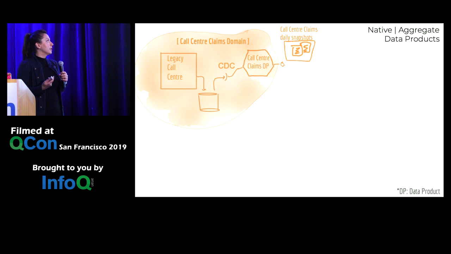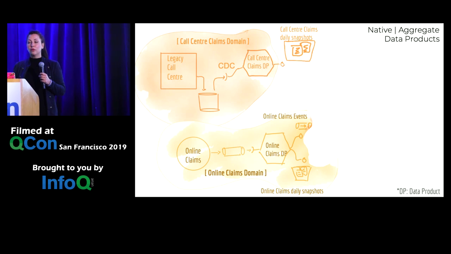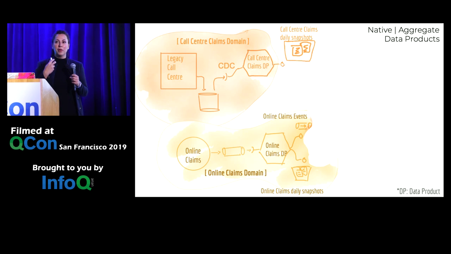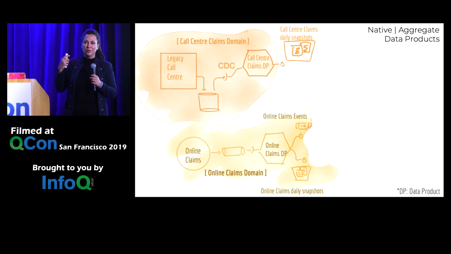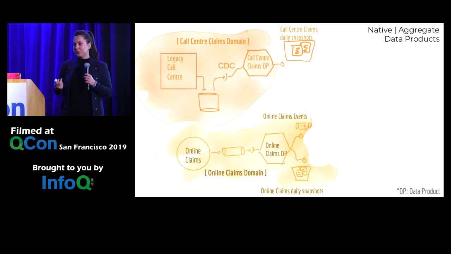It's not something different. And what this data product does is provide the call center's claims daily snapshots, because that's the best representation of the data from that domain, from the state of that legacy. In the other corner of the organization, we have these brand new microservices handling the online claims information, right? You have a microservice, it's new, the developers are sharp, and they're constantly changing it. So they're providing the claims events as a stream of events.